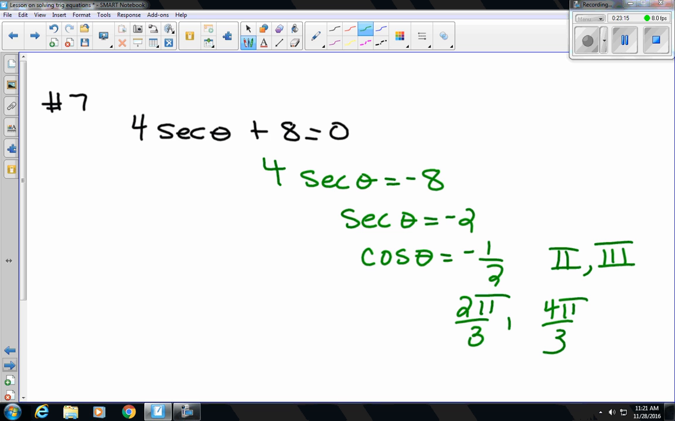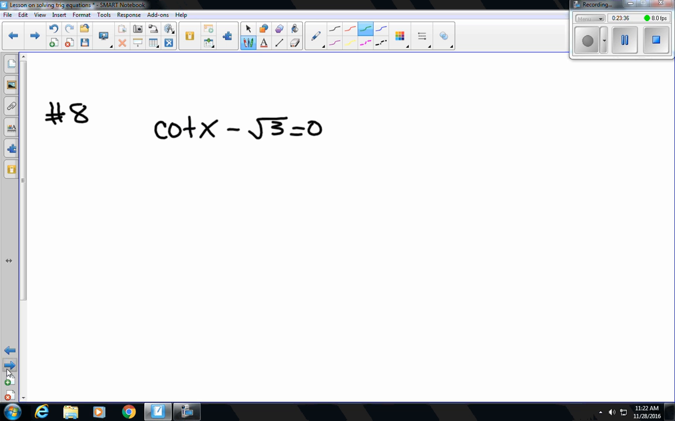Now, if you have to think in terms of degrees, that's fine. But you got to change it back to radian measure. Just use your conversion if that's what you need to do. If you need to think in terms of degrees, there's nothing wrong with that. Just remember, you're going to have to turn it back into radian measure before you put your answer in. Okay?